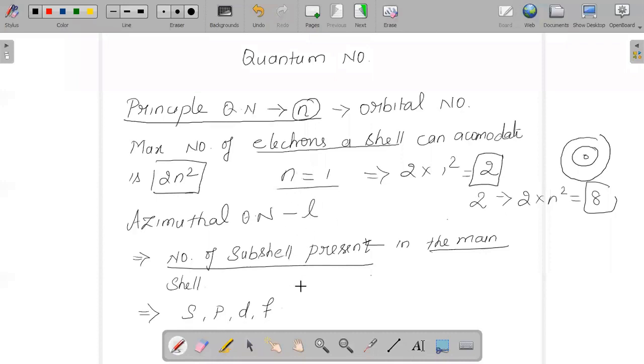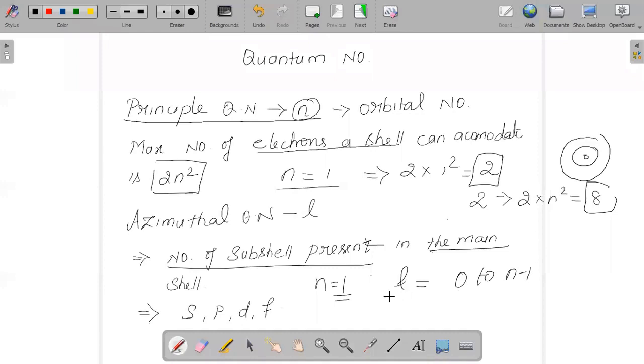Hence, the formula says that we have the number of subshells, and it will take up values from 0 to n minus 1. You will have a relation for your azimuthal quantum number if they have given you the value of n. For example, let us say I have given you n equal to 1. So what will be the relation between n and L? The relation says that L starts from 0 to n minus 1.